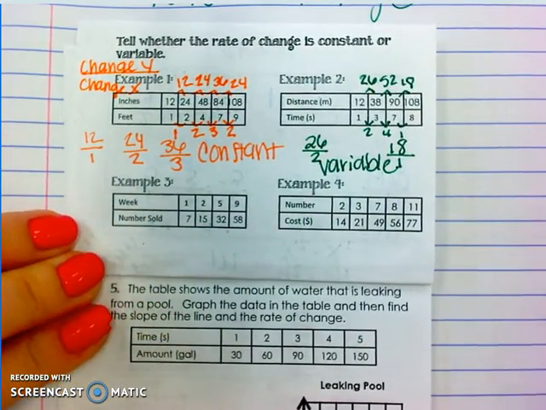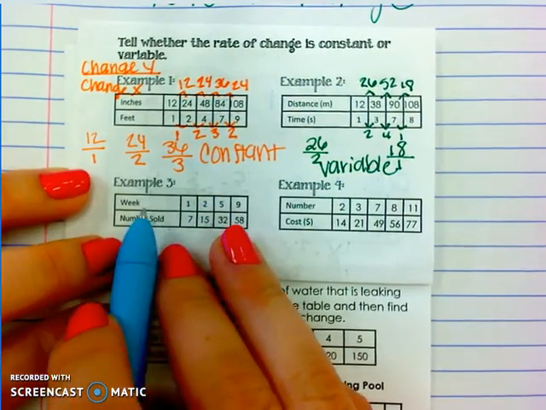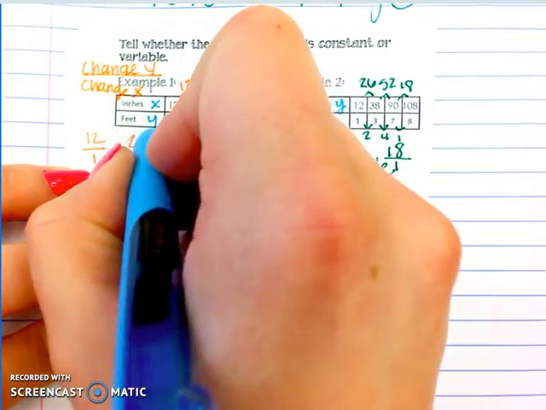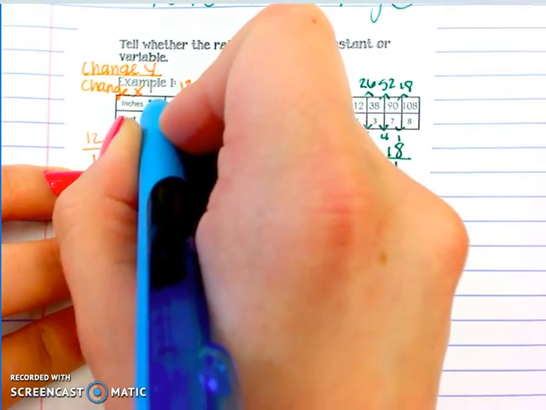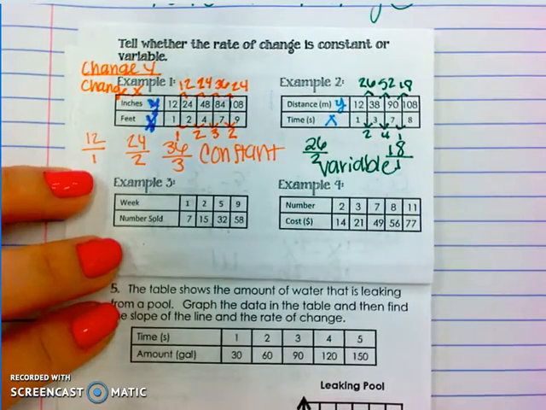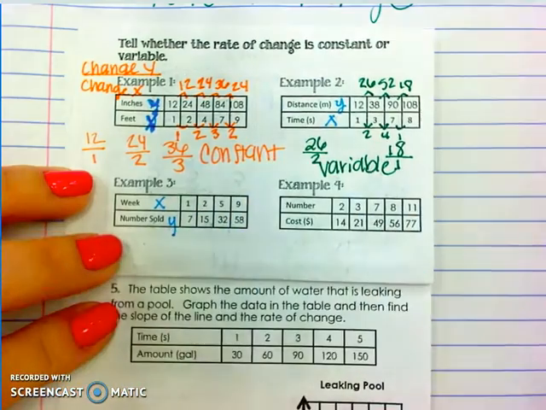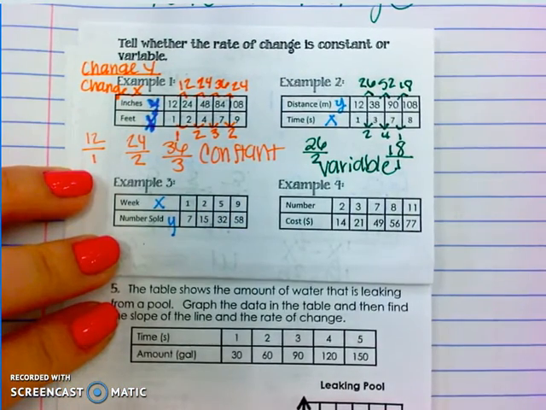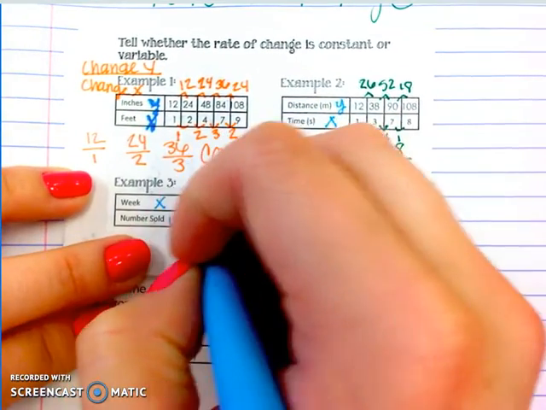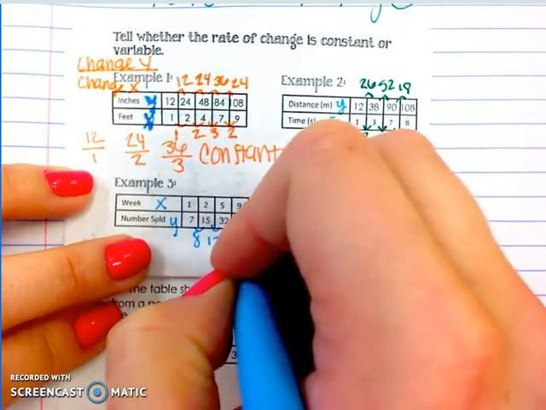3. Okay. Now, time is always going to be x, so that's why this time was x and the distance was y. We had y and x. Okay, but time is x. Y is our number sold. Our change in y from 7 to 15, we're going up 8, we're going up 17, and we're going up 26.